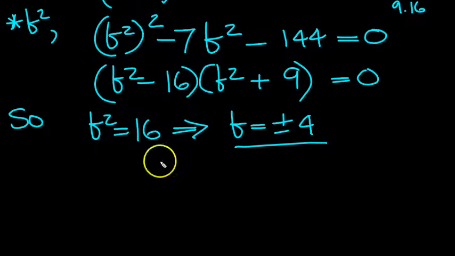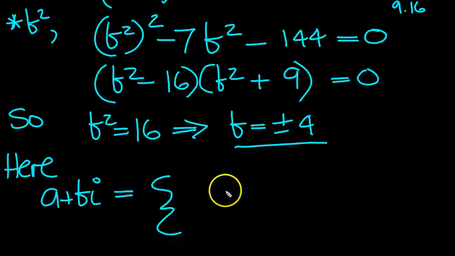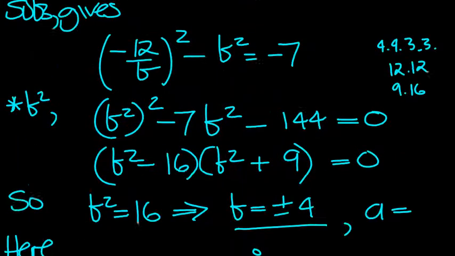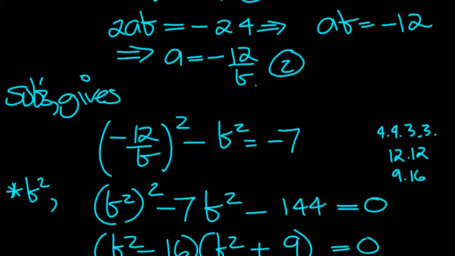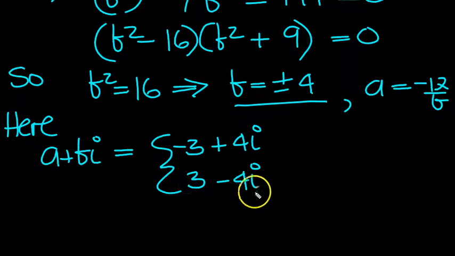So when b equals 4, here a plus b lots of i is equal to, now when b is 4, we get 4i, what's a? So we better write down what a is equal to here when b has a value, minus 12 over b. There we go. So a will be, if we put 4 in here, minus 3. And then the second value, when b is minus 4, we put minus 4 in here, we get plus 3. Okay, there's our a and b.